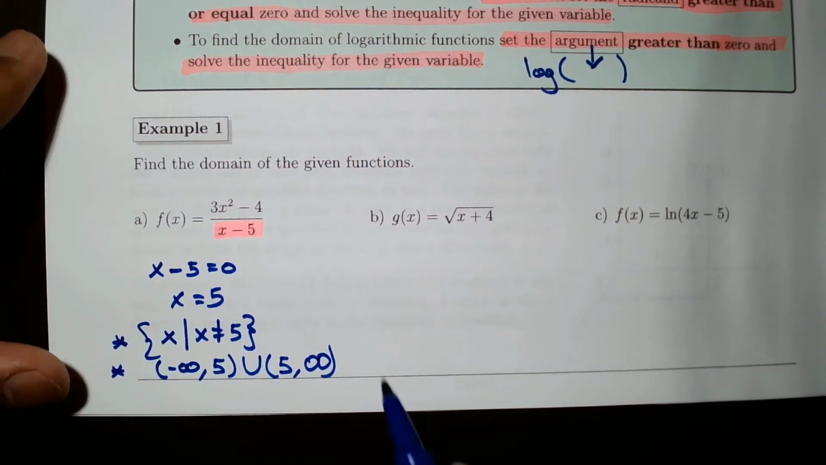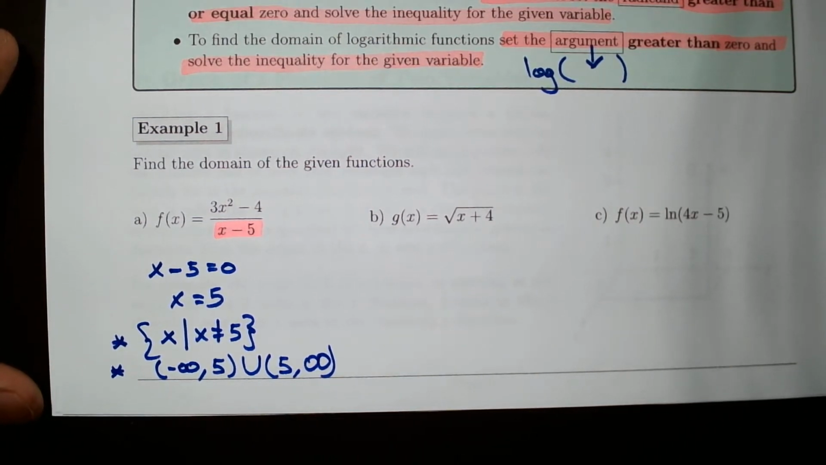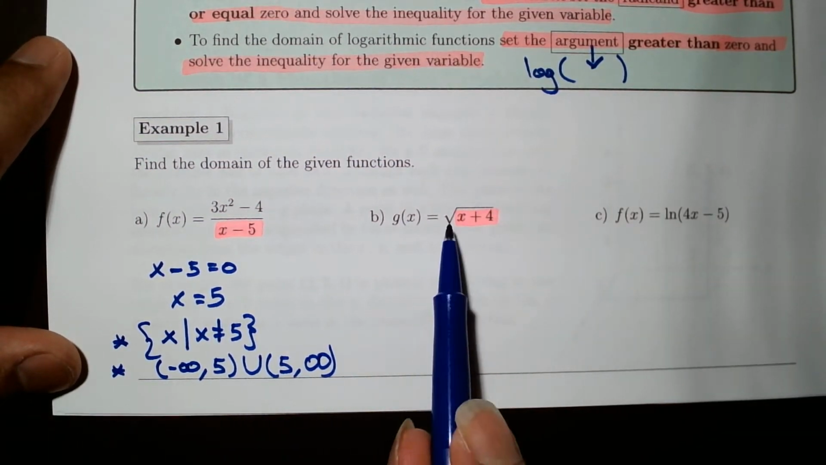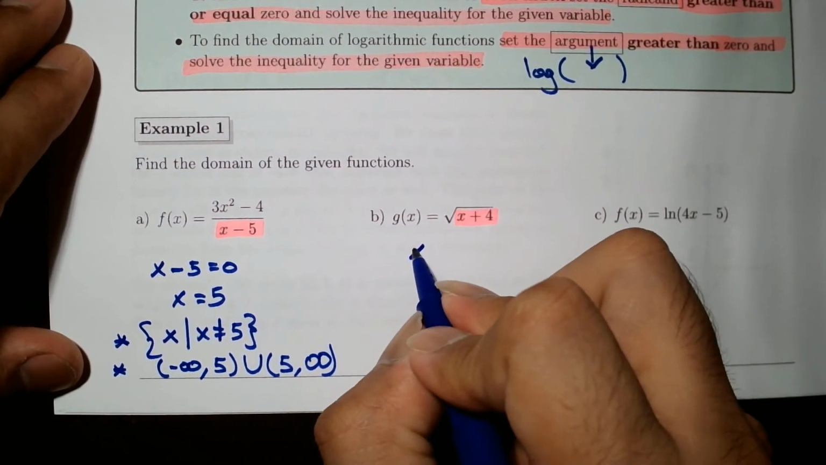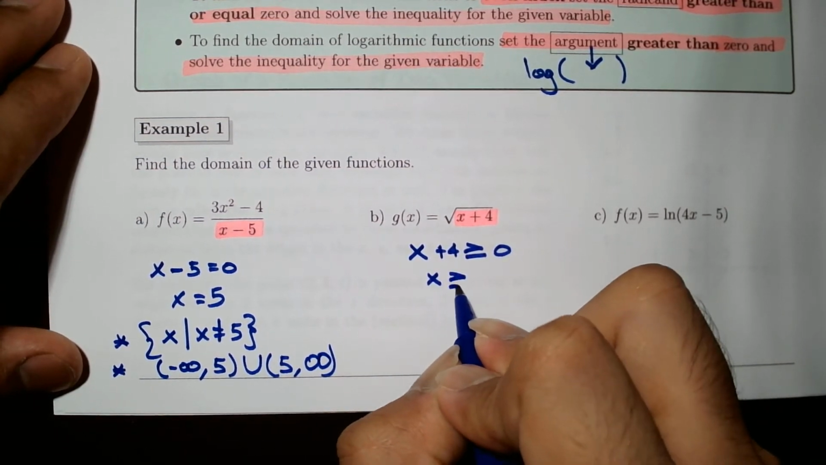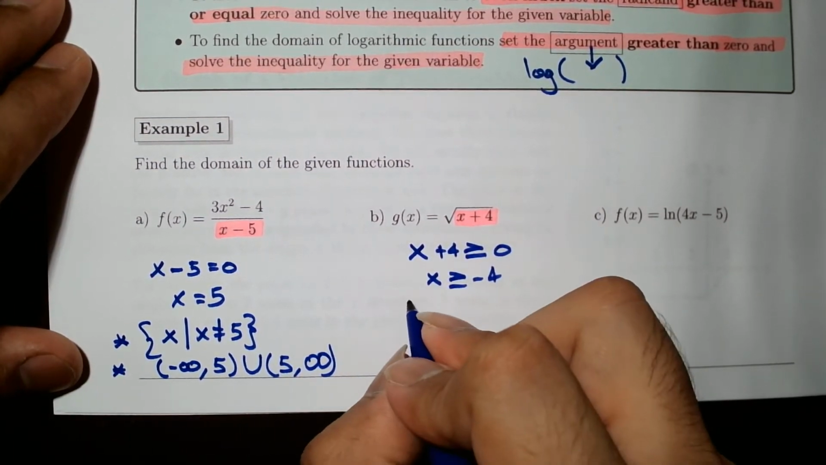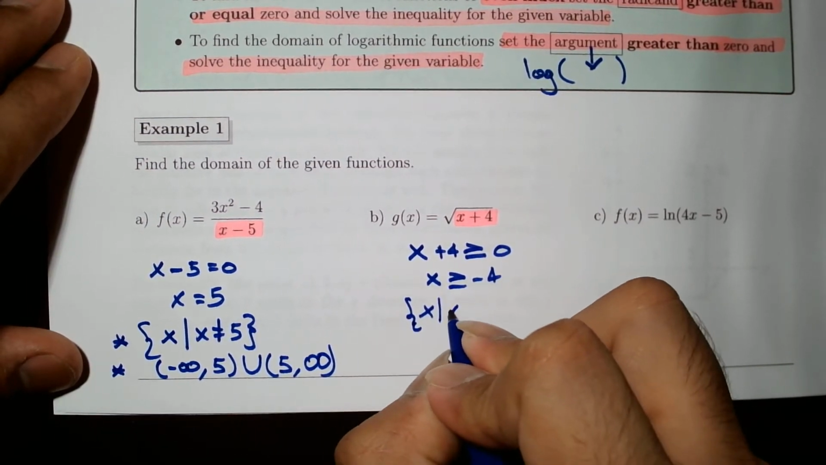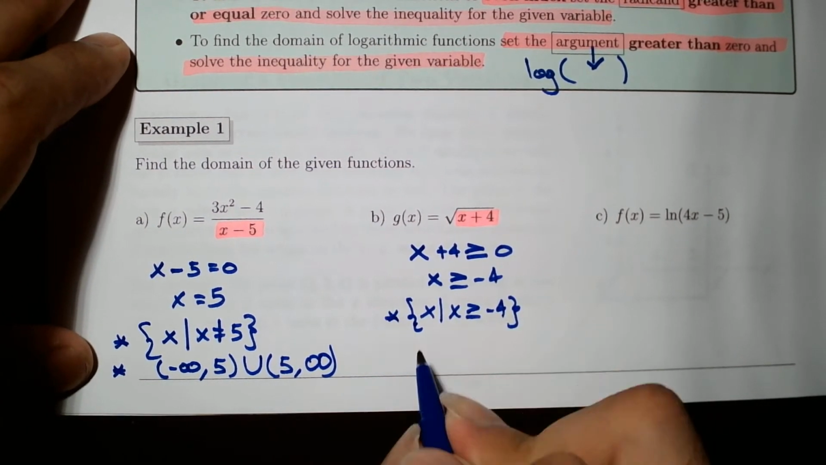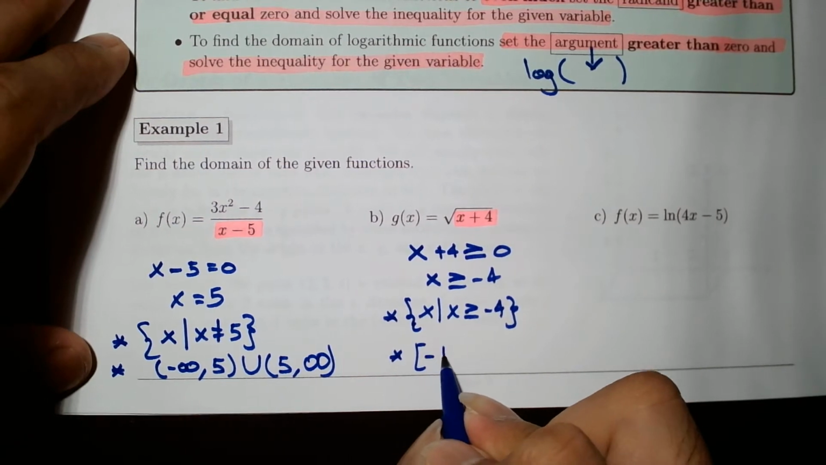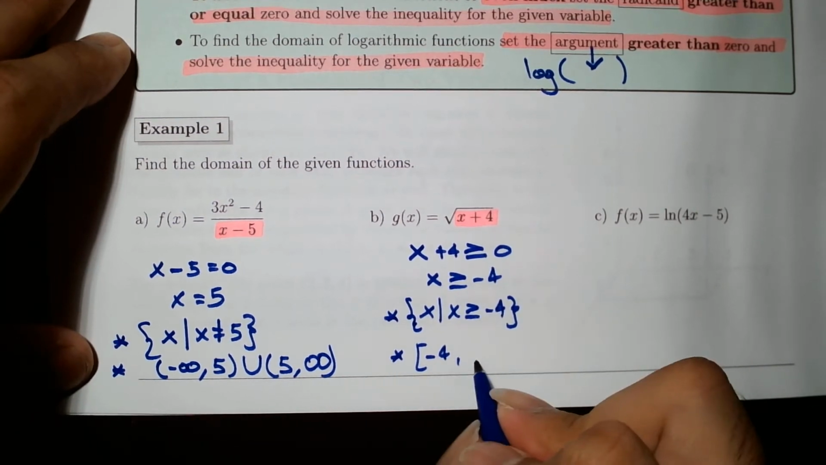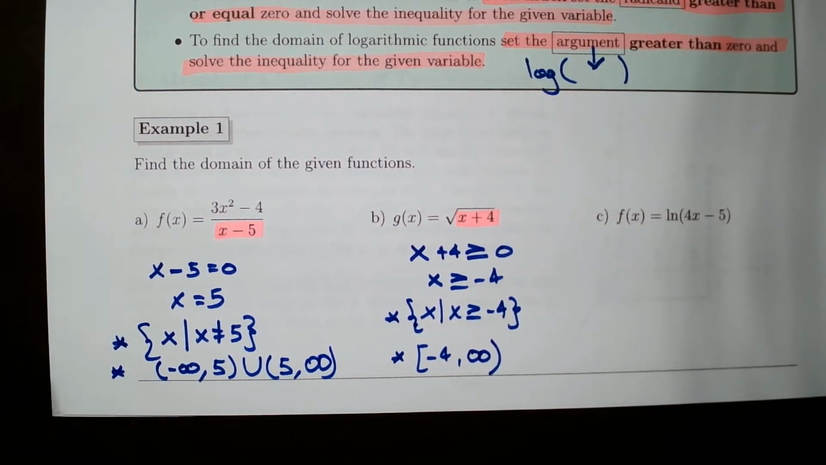Alright, for letter B, in this case we are going to set the radicand, which is the expression that lies inside of the radical, so we set x plus 4 greater than or equal to 0 and solve the inequality. So we say x such that x is greater than or equal to -4, or using interval notation, it goes from -4 inclusive because of the inequality sign. Notice we have the equality as well, so that goes all the way to positive infinity.